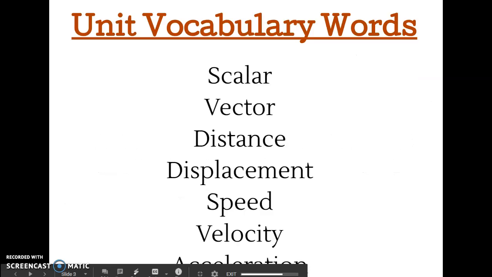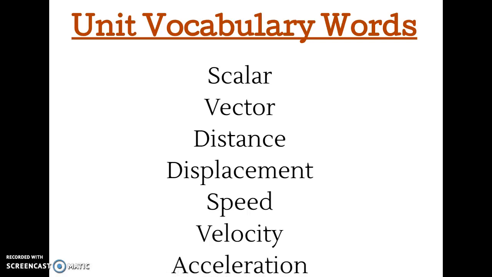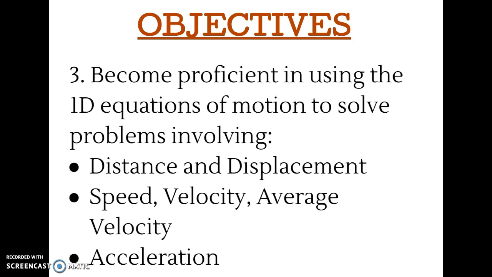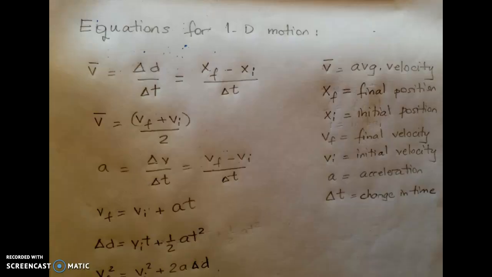So we're going to be talking a lot about these terms: scalar, vector, distance, displacement, speed, velocity, and acceleration. We're going to learn what scalars and vectors are, what the differences are between distance and displacement, speed and velocity. We're going to become able to calculate them, and become proficient in using the 1D equations of motion in order to solve problems. And here they are. I handwrote them and uploaded them. This is what we're going to be using for the 1D part of our kinematics unit.